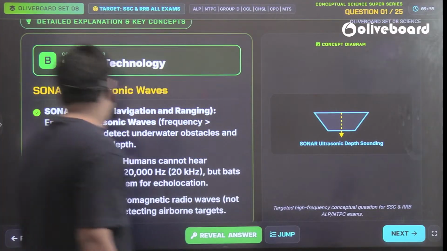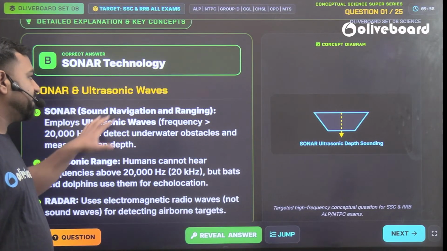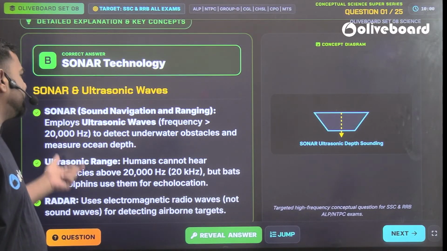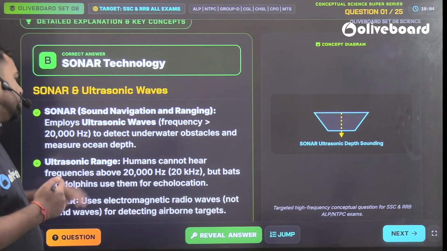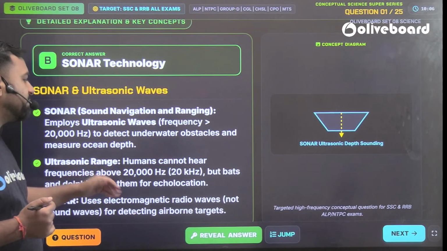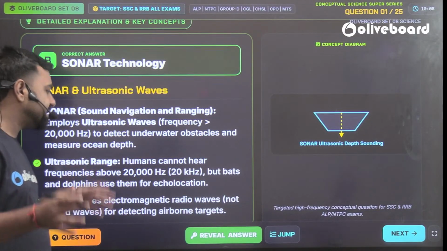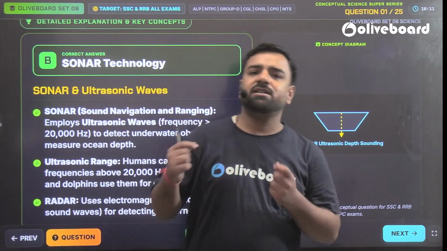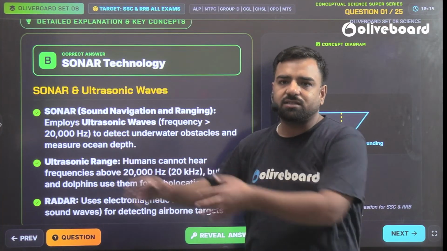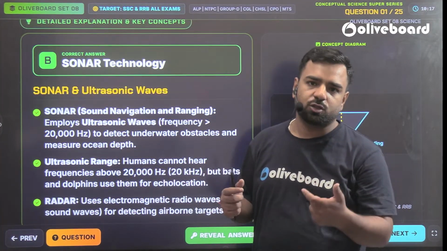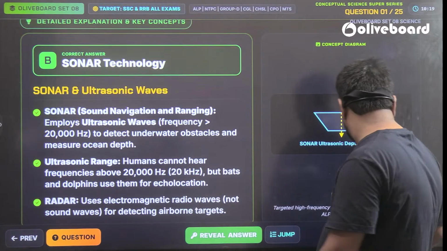That's correct. So, sonar stands for sound, navigation, ranging. Here we have the frequency range that is greater than 20,000 hertz. Humans cannot hear the frequencies which are above 20,000 hertz, but bats and dolphins can. This was asked previously in the examination: which animals can actually hear this noise? They are dolphins and also bats. Fine. So, what is the next question?